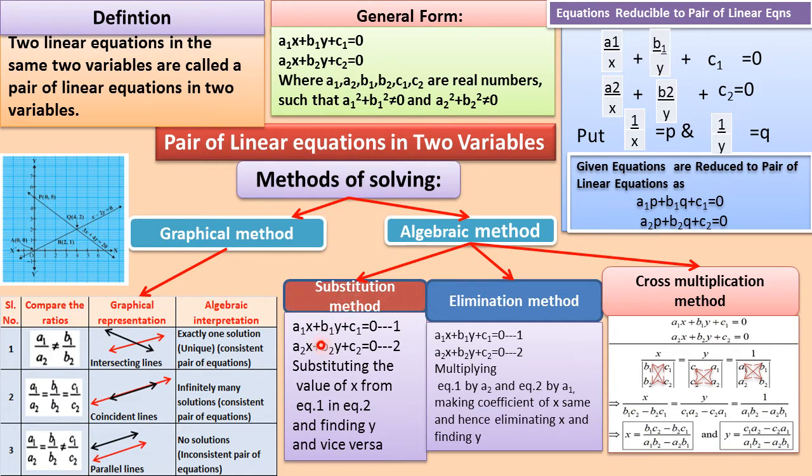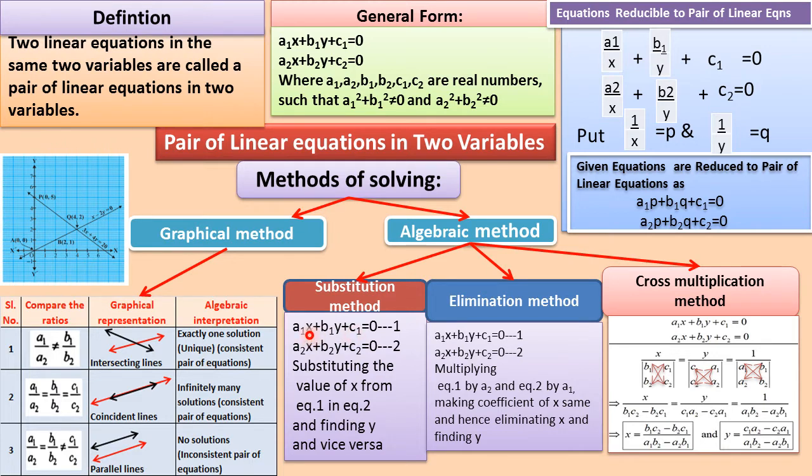What is this substitution method? If we are given two equations, a1x plus b1y plus c1 equal to 0 is one equation, a2x plus b2y plus c2 equal to 0 is the second equation. So here, how to solve such equations? By substitution method.